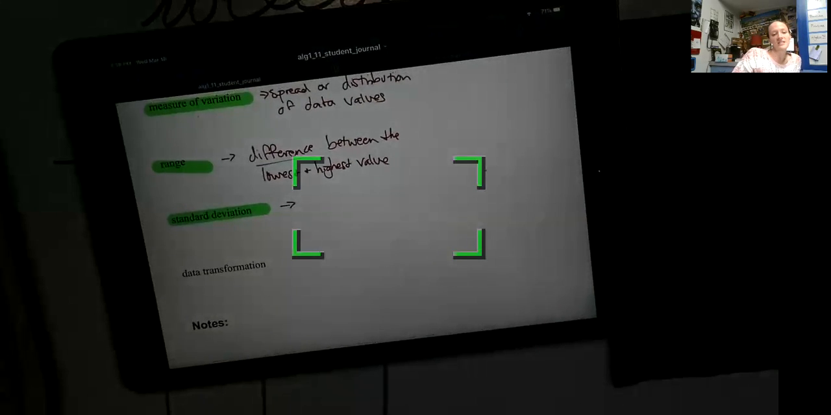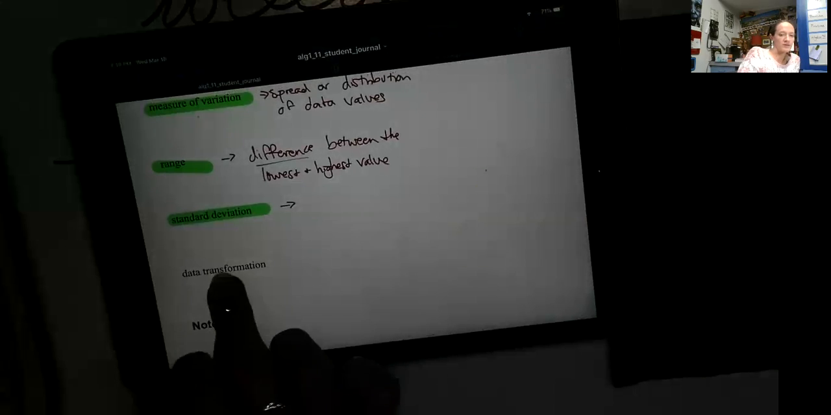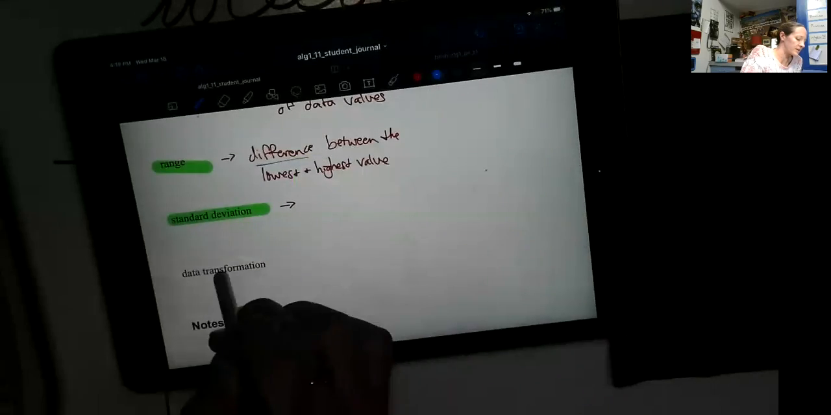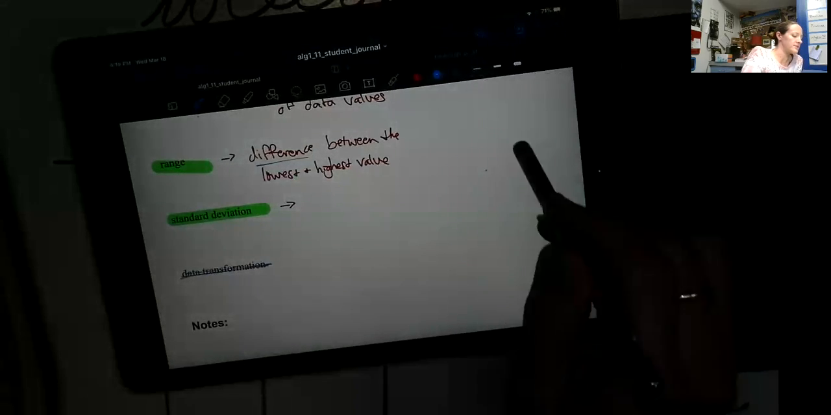Now, standard deviation is a little bit harder. We're not going to worry about this data transformation. You might see one in homework, just basically follow the directions. It's not something for you guys to stress about. We're going to stop with standard deviation, but let's go ahead and try to look at what the book has to say about standard deviation before we write down a definition of this guy.